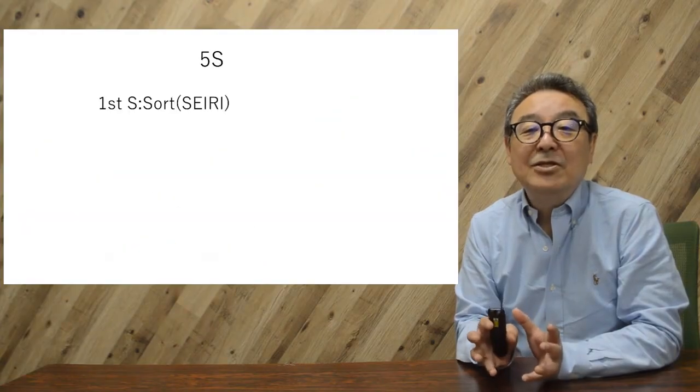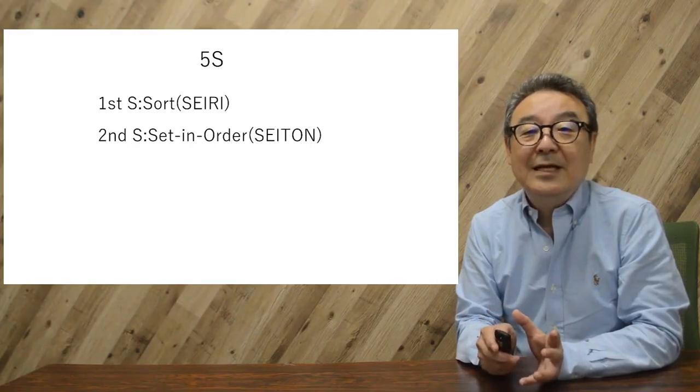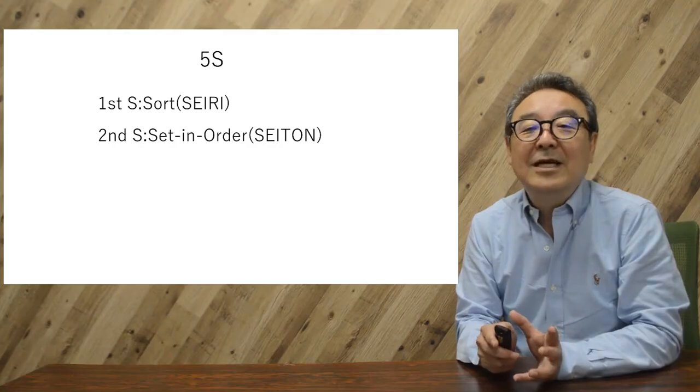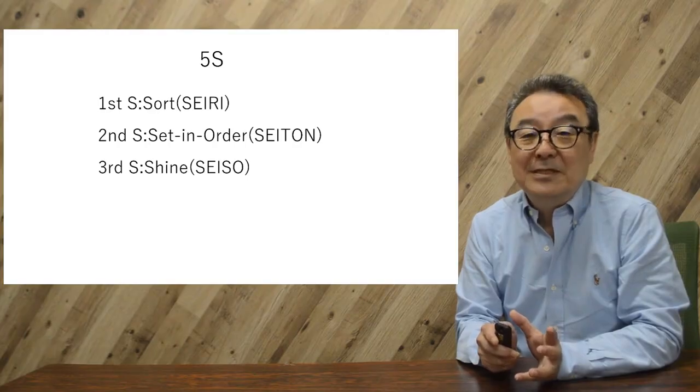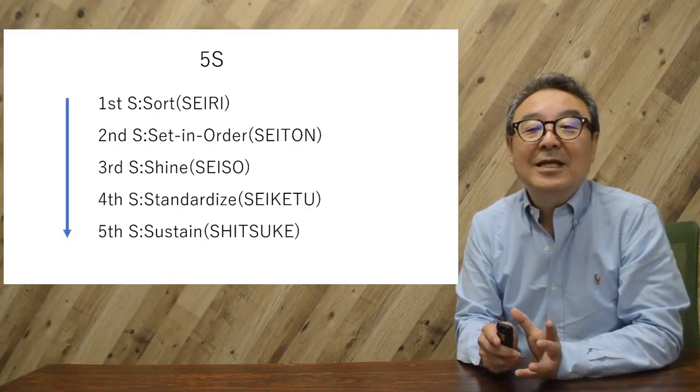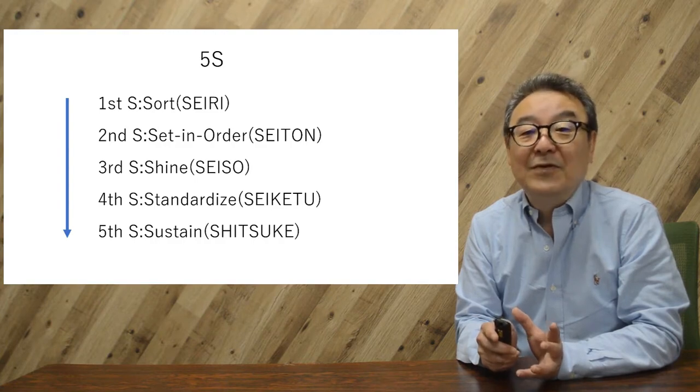5S is the abbreviation of 5 key actions. First S is sort, seiri in Japanese. Second, set in order, seiton in Japanese. Third, shine, seiso in Japanese. Fourth, standardize, seiketsu in Japanese. Fifth is sustain, shitsuke in Japanese.